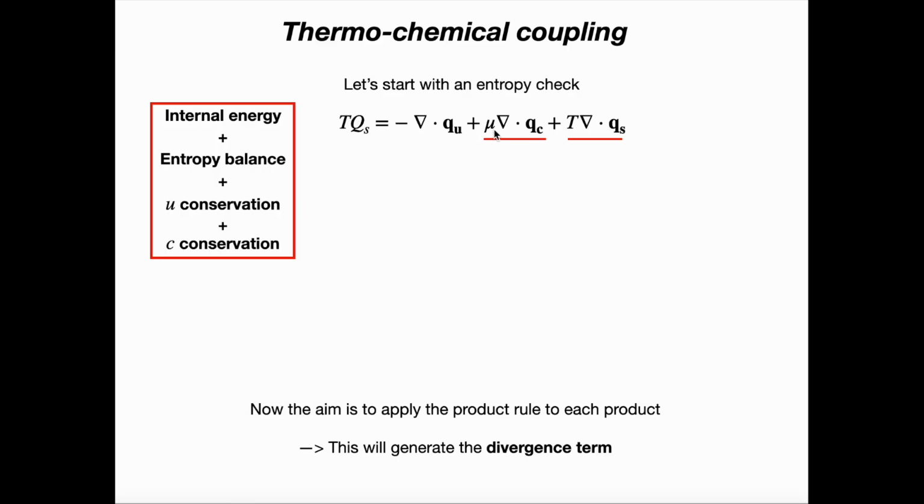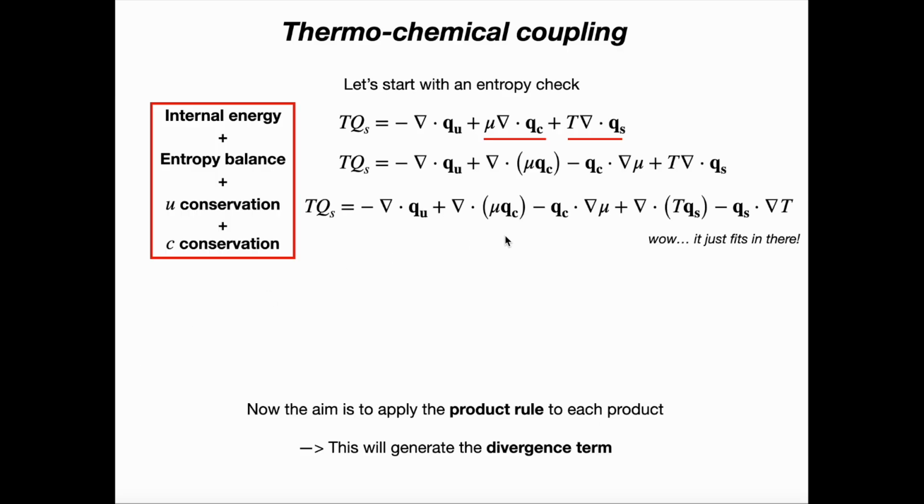You see that we have the product of a quantity times the divergence of something. We can apply the product rule to each of these products to generate divergence terms. Let's do that. In the first stage, we apply the product rule. This here is nothing else than the divergence of mu Qc minus Qc times gradient mu. So this generates two terms here, and we do the same for this product. This gives us the divergence of T Qs minus Qs times gradient T. Yes, it just fits here.